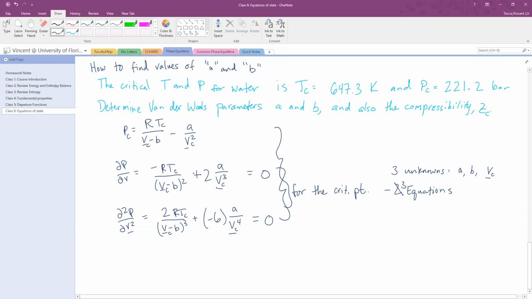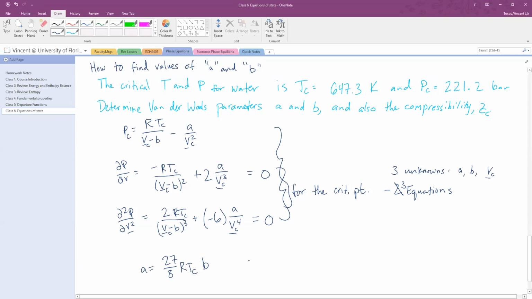This is a little bit involved of a process. I'm not sure I want to show you all the algebraic steps in the interest of making the video shorter, but I do encourage you to go through and see that you can solve these, and I'll just give you the simplified forms. If you solve for A in terms of the things that we know, you can show that for the van der Waals equation of state, A is equal to 27 over 8 times RTC times B.